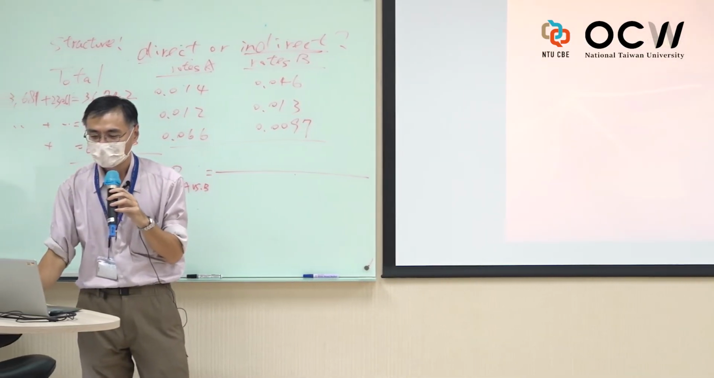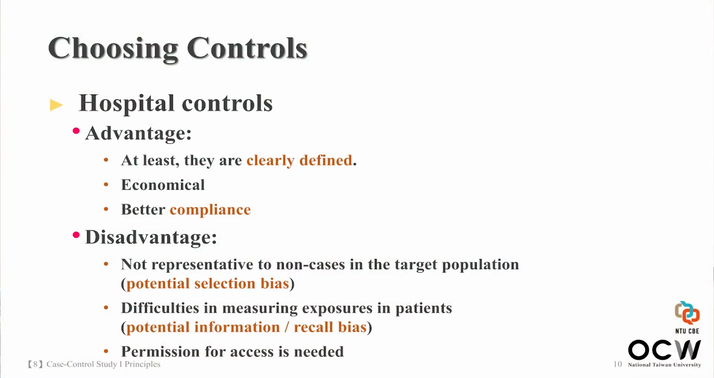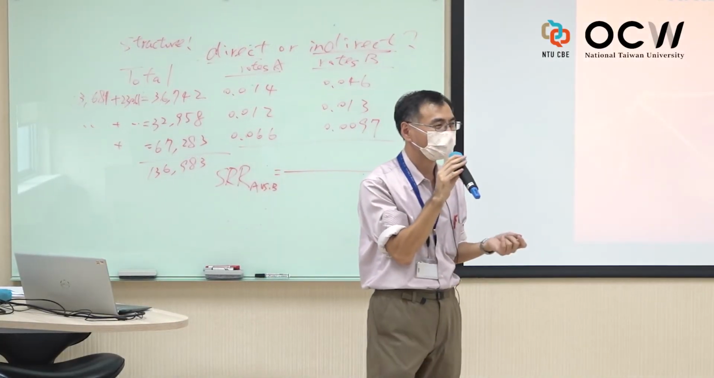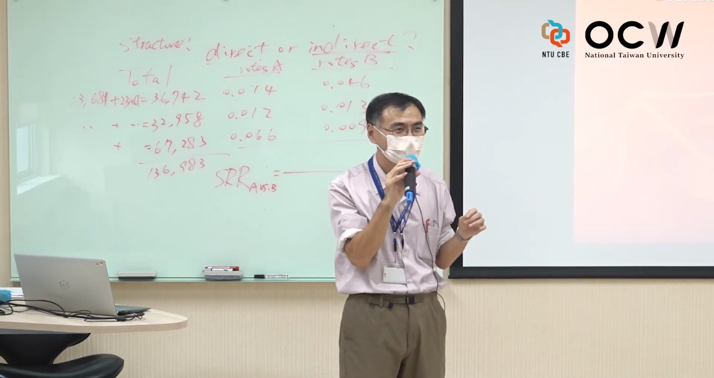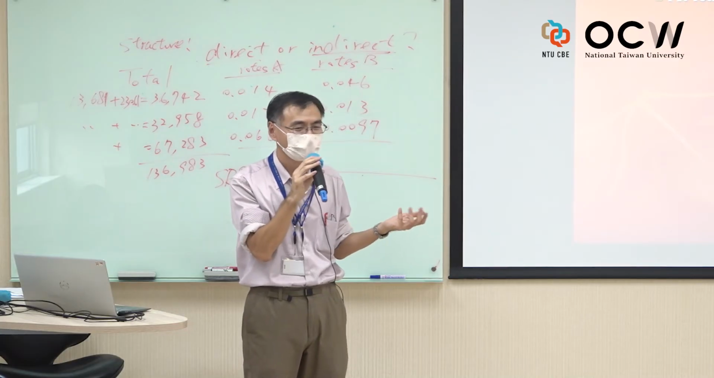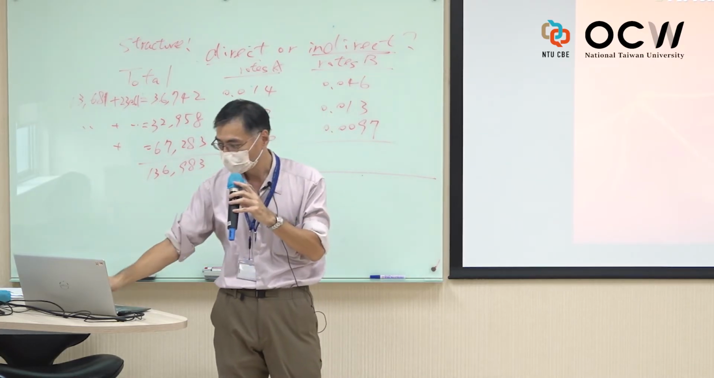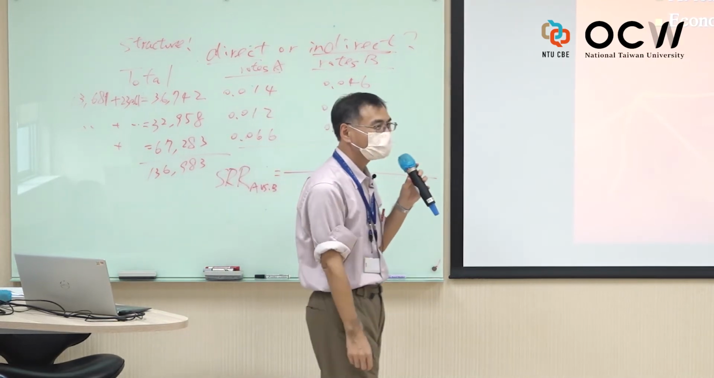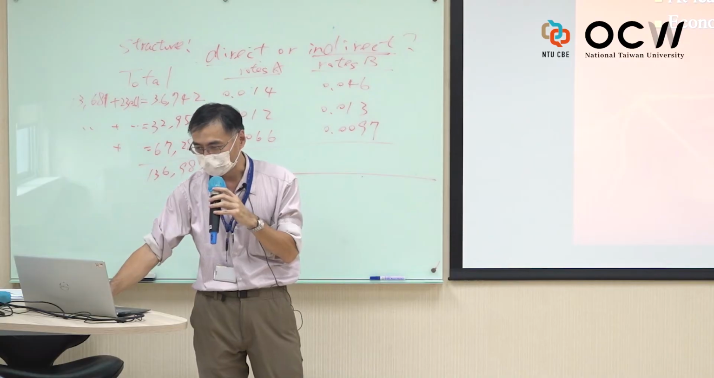Although that happens, we have to try to find some other way to find the control. One of the possibilities is the hospital controls. The advantage is, at least they are clearly defined, right? They have been admitted or visited a hospital for some reason, that's fine. But we are pretty sure they don't have the disease we are interested in, in our case group. Because we have the medical records, we could do some simple check on those controls to make sure they don't have the disease. Okay, and it's economical.